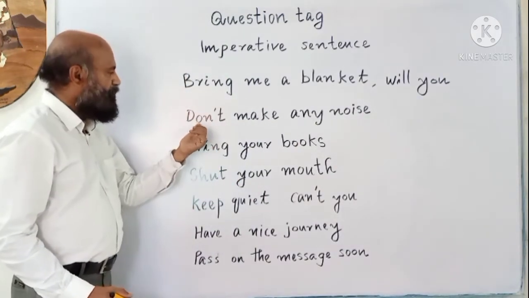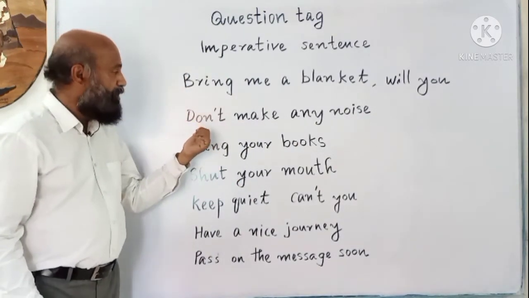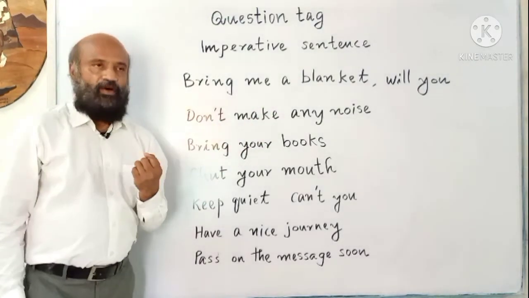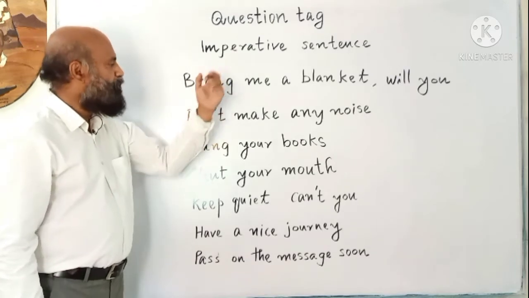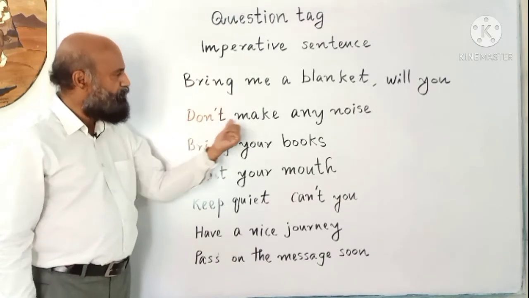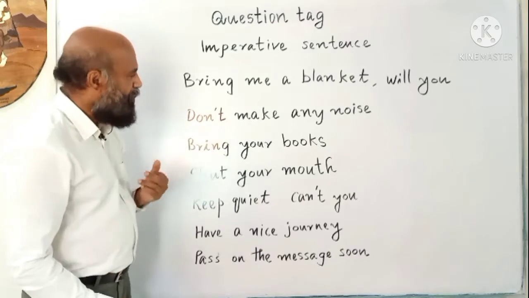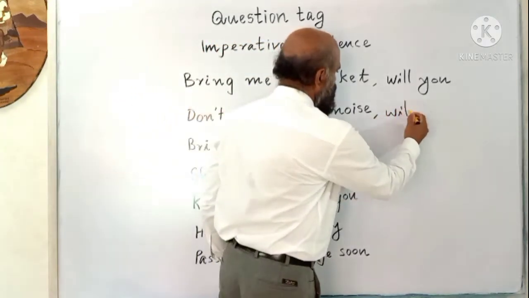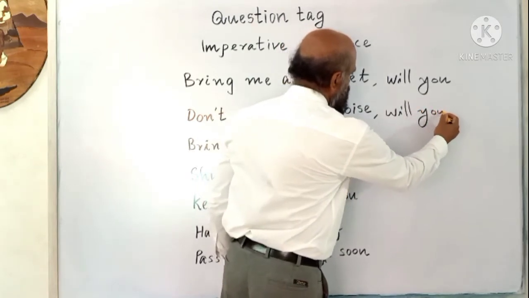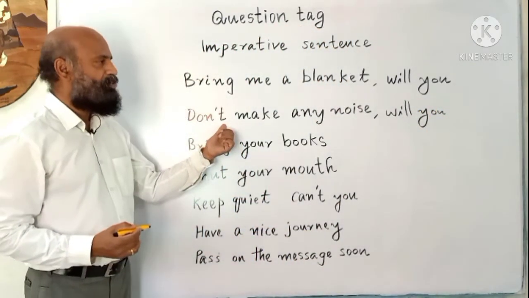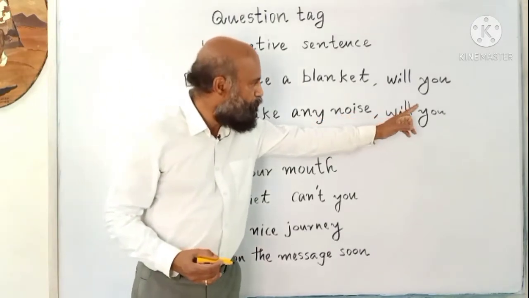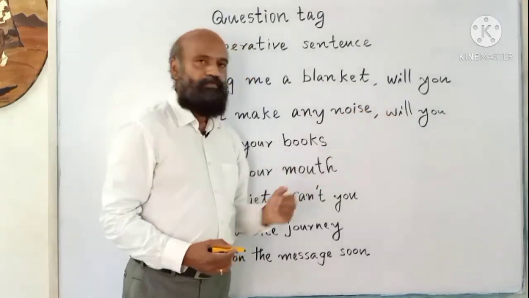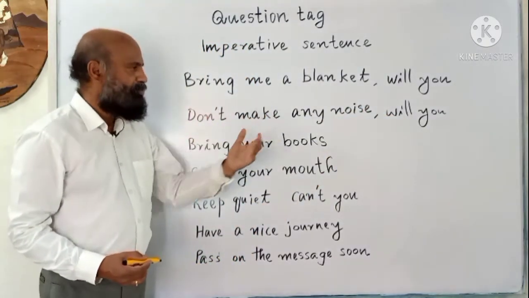Then the next sentence, a negative imperative sentence: don't make any noise. The only auxiliary verb used in an imperative sentence is do. So this is a negative sentence. Then the question tag is, will you? So in a negative imperative sentence, the question tag used is, will you? Here you cannot say, won't you? Don't make any noise, will you?